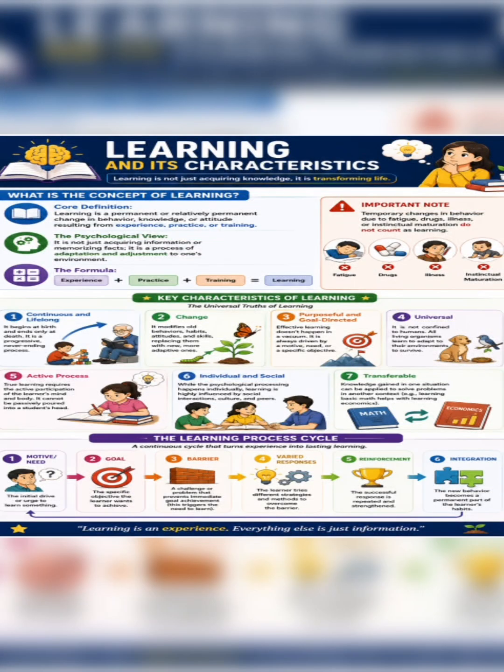Number 7, transferable. This is massive for aptitude. Knowledge gained in one situation can be applied to solve problems in another context. Look at the arrows bridging math over to economics. Your foundational skills transfer across disciplines. Finally, how does learning actually take place? It happens through a continuous 6-stage learning process cycle that turns basic experience into lasting changes.